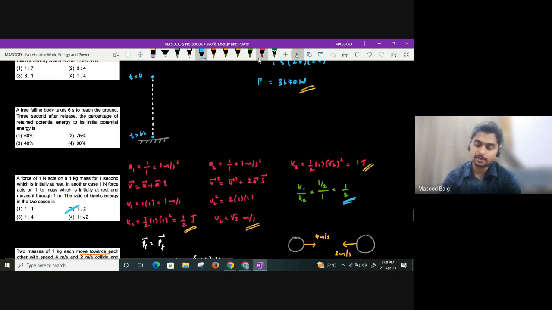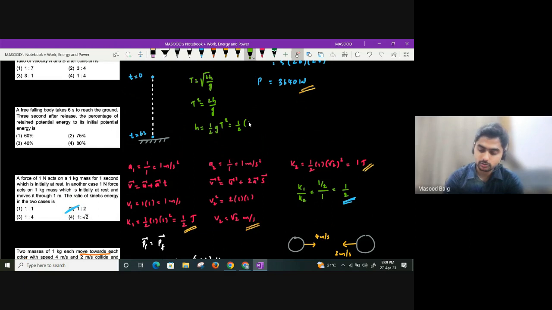So time of flight, we know. What is time of flight given as? Time of flight will be given as root over 2h by g. So I can write t square value will be 2h by g. So from this I'll get h value as half g t square, which is half into 10 into 6 square. So what is the height initially, beta? Initial height is 180 meters.